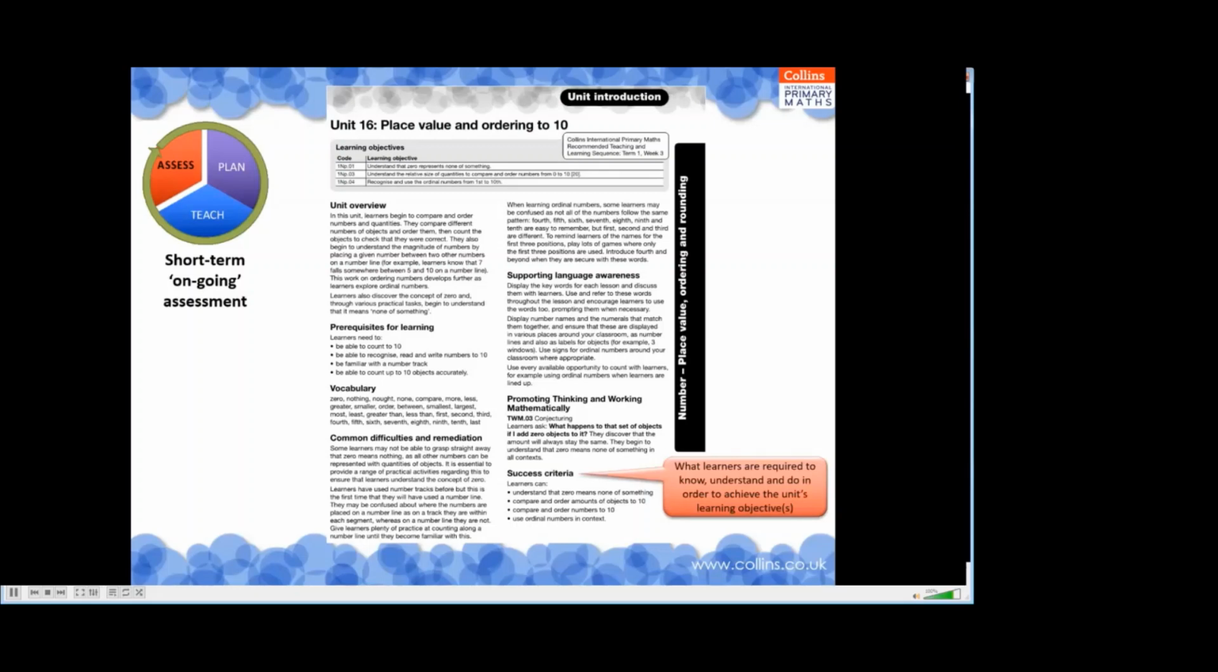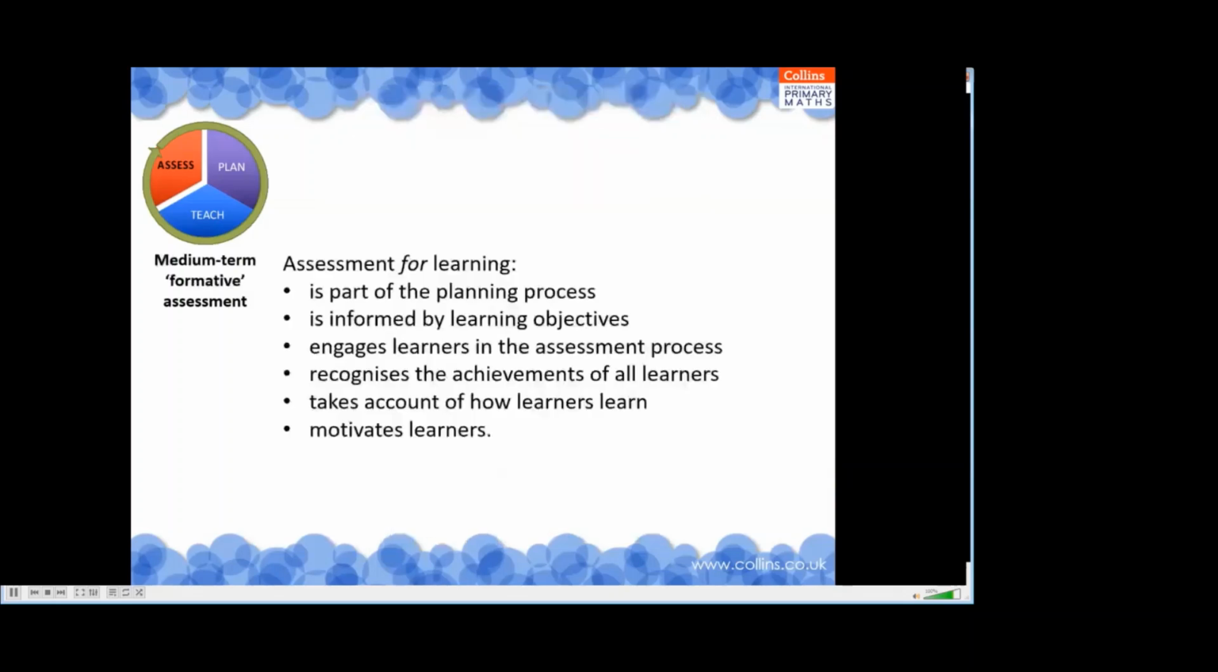Also included as part of the unit introduction is success criteria, which aims to assist teachers and learners in identifying the steps required to achieve the unit's learning objectives. Medium-term formative assessments are used to review and record the progress learners make over time in relation to the learning objectives of the framework. They are used to establish whether learners have met the learning objectives or are on track to do so.